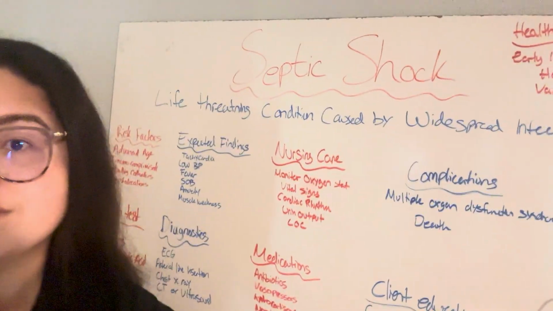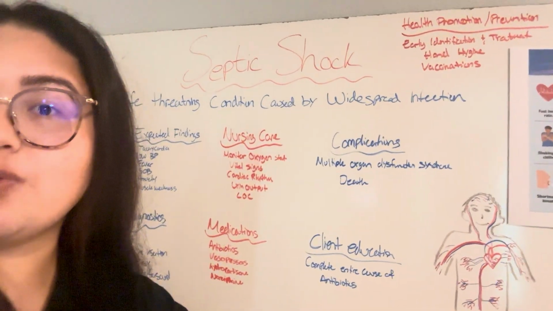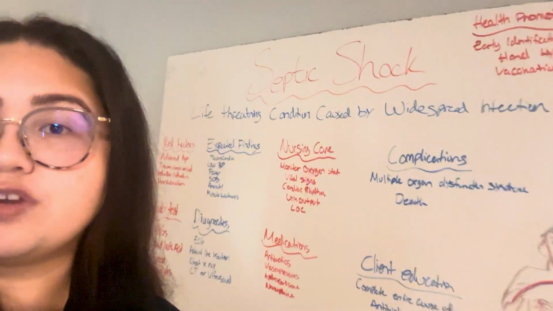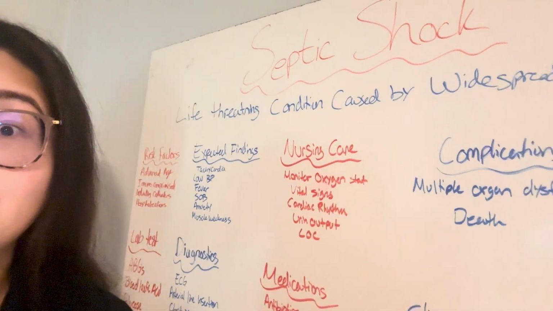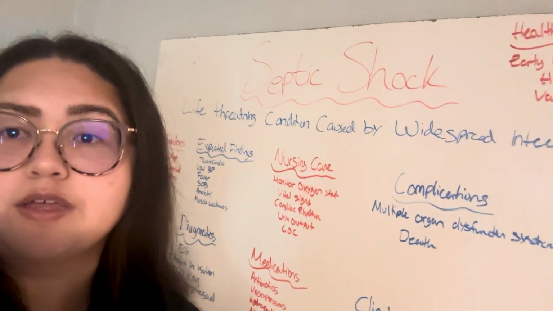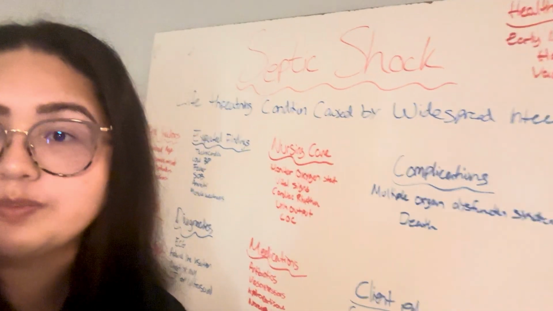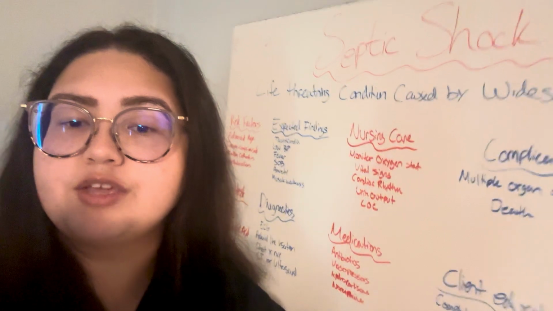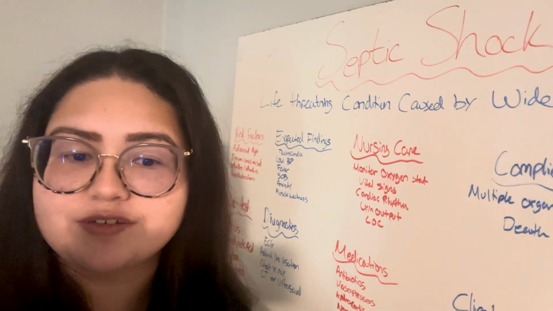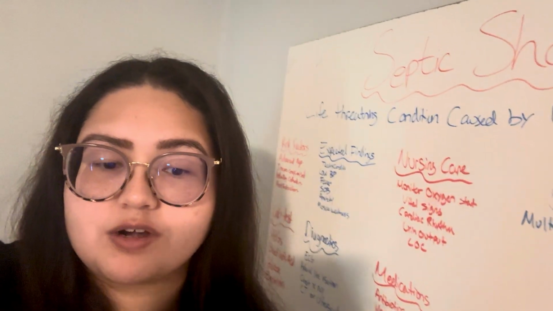To summarize, septic shock is life-threatening and it's caused by a widespread infection. Early identification and treatment will definitely help. Patients who have septic shock need lots of fluid replacement to get the blood pressure up. The three major pathological effects are vasodilation, maldistribution of blood flow, and myocardial depression.